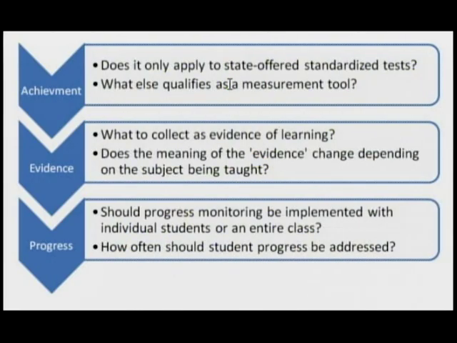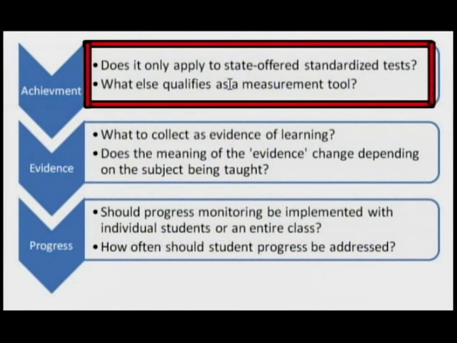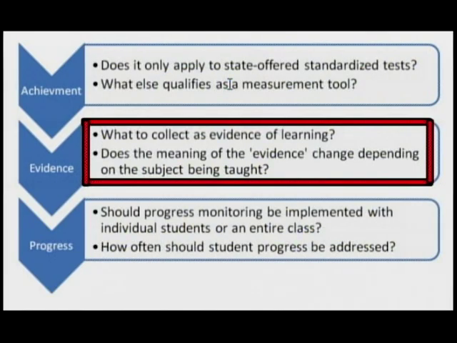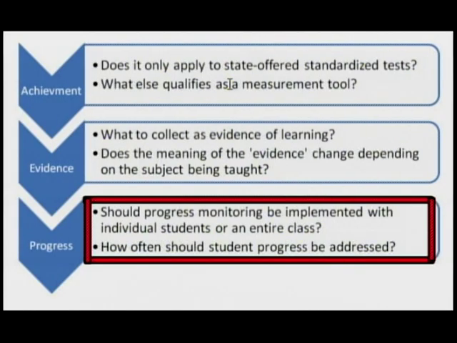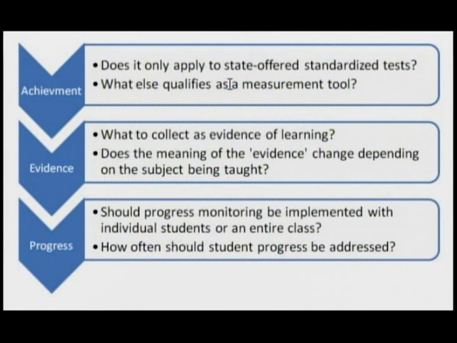Some critical concepts to define as a school should include achievement, evidence, and progress. Under achievement, you may look at whether or not your school applies the state-offered standardized tests, and what else would qualify as a measuring tool. Evidence you might collect should be determined by what kind of meaning you have for the word evidence. Progress should include: should progress monitoring be implemented with individuals, students, or an entire class? And how often should student progress be addressed? A clear vision for school-wide data use will always promote educational success.